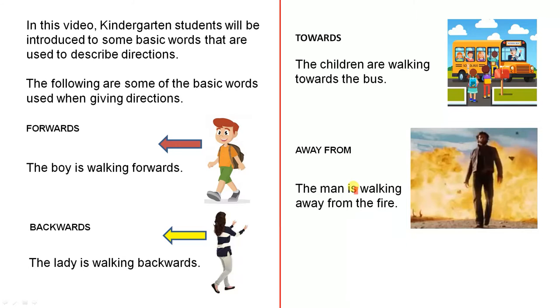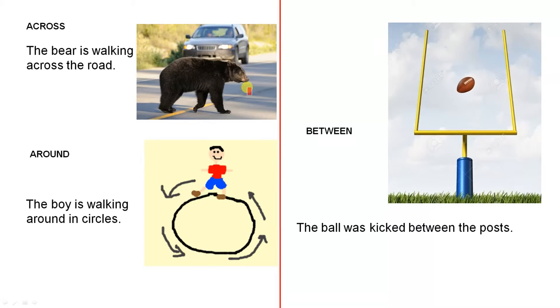Away from. The man is walking away from the fire, so it's away from the fire, not towards it. Across. The bear is walking across the road. Around. The boy is walking around in circles. Between. The ball was kicked between the posts.